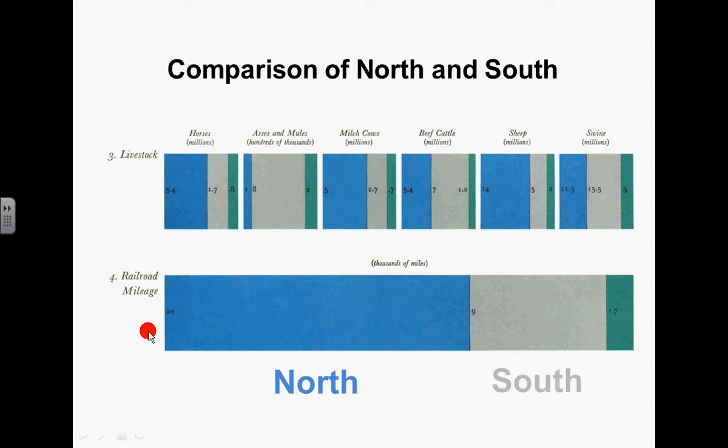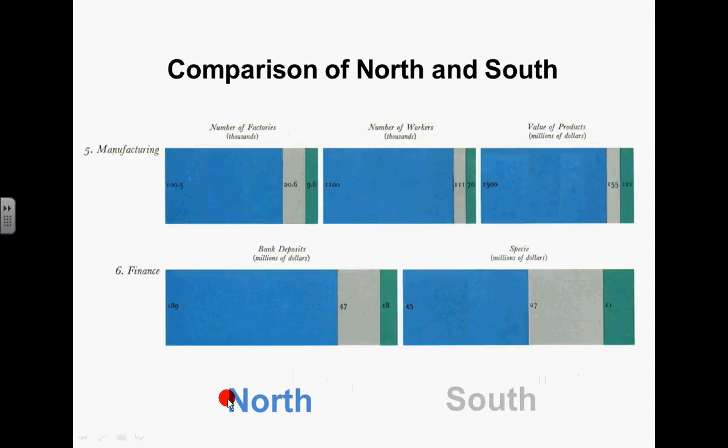The number of railroad miles, and this is in thousands of miles. So at the time that the Civil War starts, the North has about 20,000 miles of rail lines, and the South has about 9,000 miles of rail lines. That's going to be really important as people begin to transport goods. They transport troops to different parts of the war. So that's going to be a huge advantage for the North.